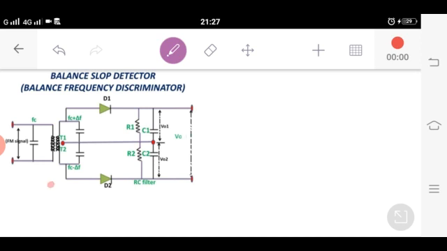The transformer used here is a center tap transformer. Here you may find the primary winding at the input side, and on the other side the secondary winding with the center tap. In the whole circuit there are two diodes and two RC filters: R1 C1, with the output considered as V1 and VO1, and for the second slope detector the filter R2 C2, having the output V2.